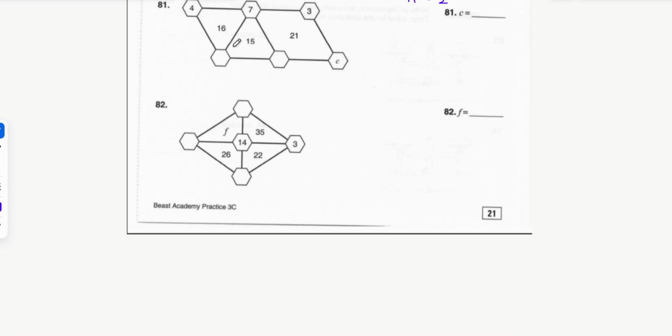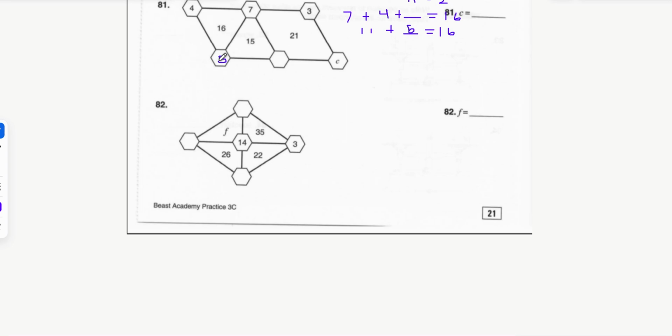First, for 81, we have to use the region with the sum of 16 to write the equation 7 plus 4 plus blank equals 16. 7 plus 4 is 11 plus blank equals 16. So blank is 5. We place 5 in the bottom left.